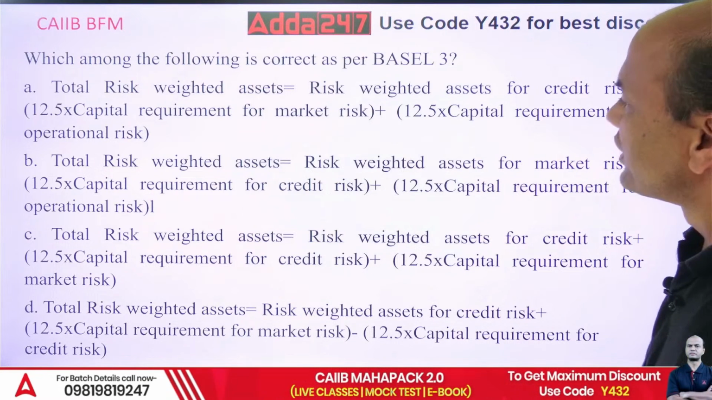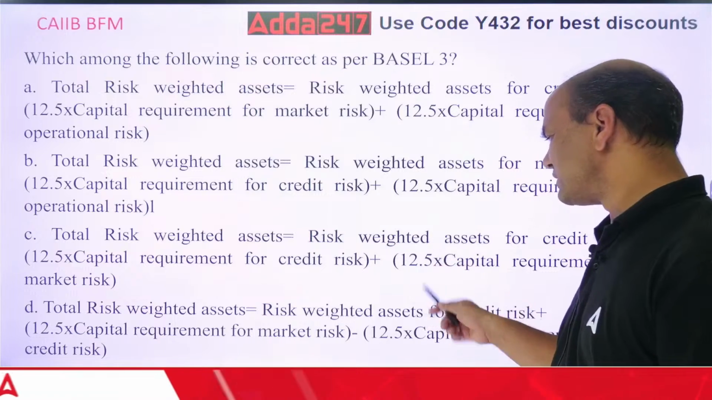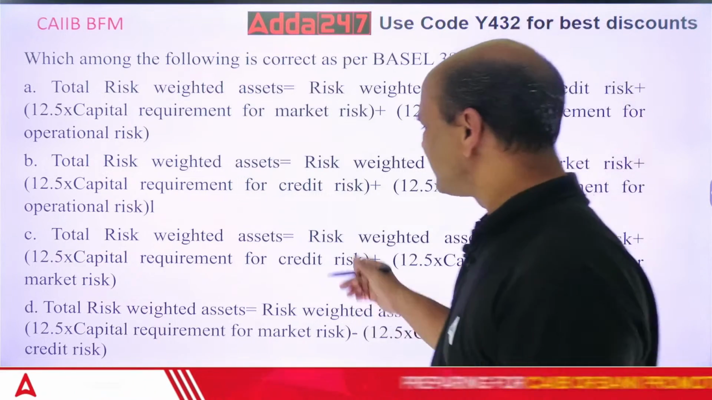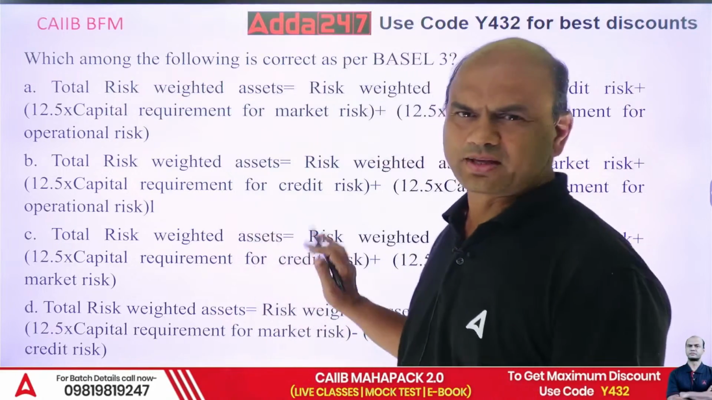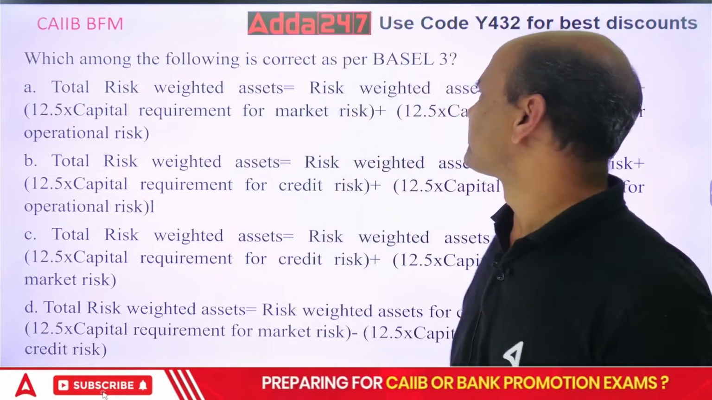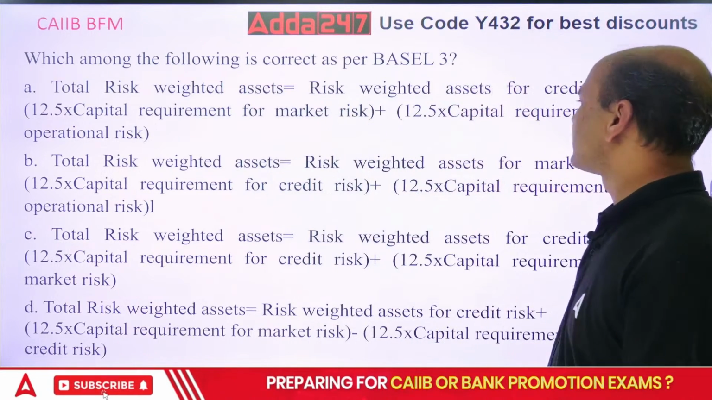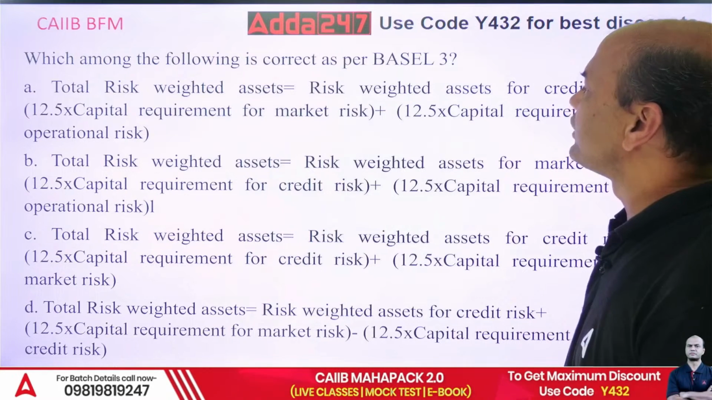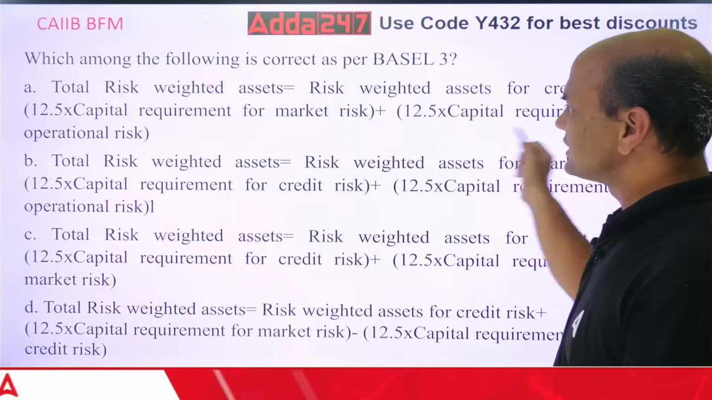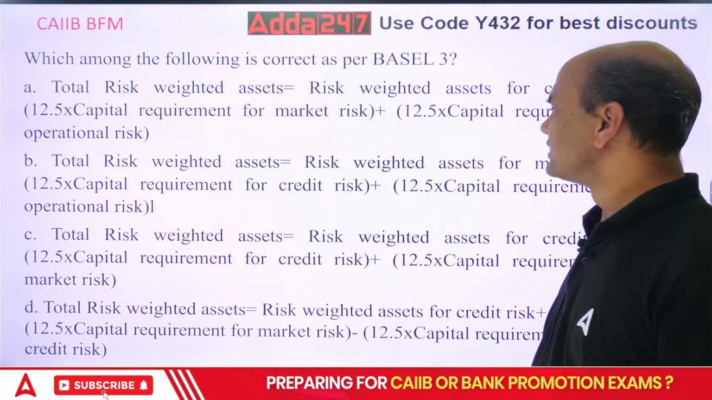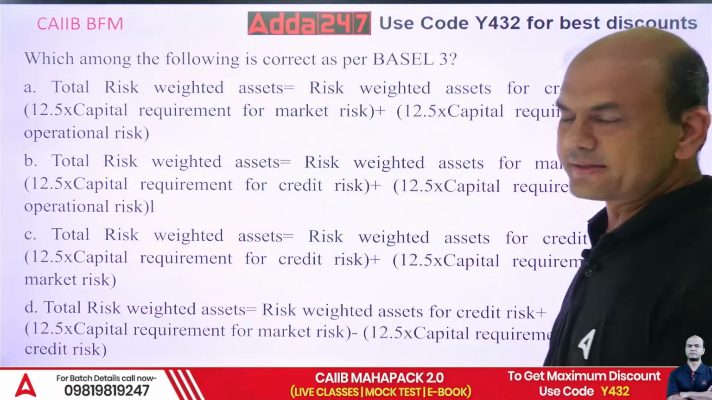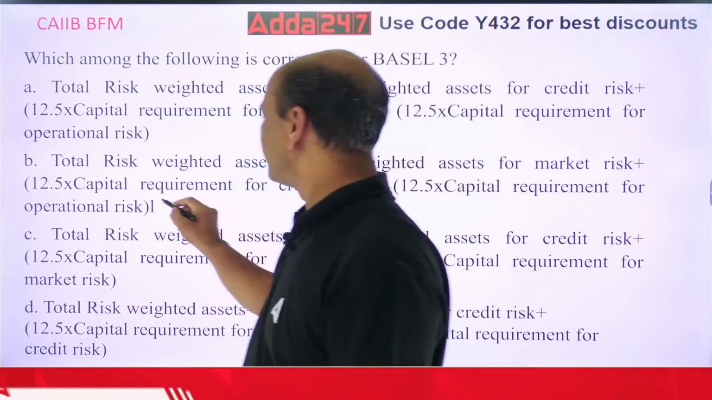So, which one is true? C and D are similar ones, isn't it? Only here they have interchanged. Obviously, C and D are not the answers. Very frankly, C and D are not the answer. The answer is between A and B. Risk weighted asset for credit risk plus 12.5 into capital requirement for market risk plus 12.5 into operational risk. Similarly, over here, market, credit and ops. The answer is between these two only, A and B.